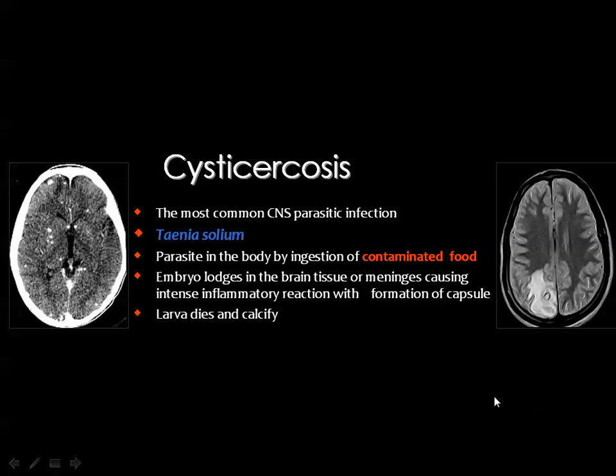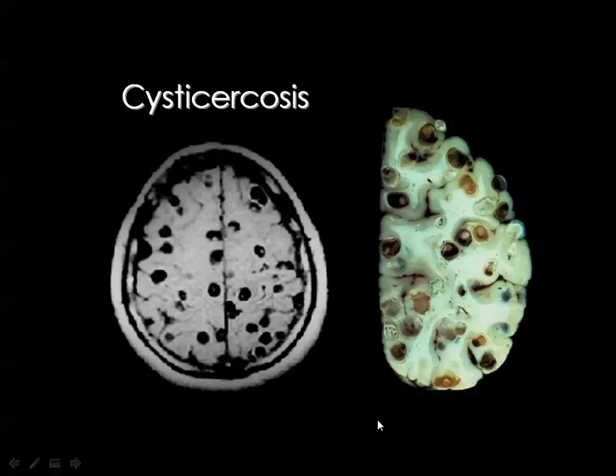Whenever the organism dies and calcifies, it will result in multiple periventricular calcific areas, which may simulate congenital intracranial infection. You should add cysticercosis to the list of congenital intracranial infections, the TORCH, as a cause of periventricular calcium. Also, you should add healed TB to this particular group of lesions.